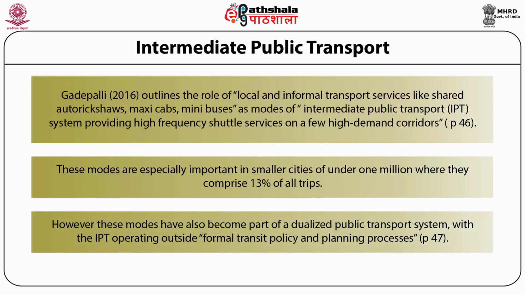However, these modes have also become part of a dualized public transport system, with the IPT operating outside formal transit policy and planning processes. While city buses often see auto rickshaws and other IPT as competition, the two modes of transport in fact play very different roles within the urban transport ecosystem. For example, auto rickshaws and four-wheelers are far more demand responsive than regularly scheduled city corporation buses and more efficient in point-to-point connectivity. An efficient and well-integrated urban transport regime must include such IPT nonetheless. Auto rickshaws and more recently battery rickshaws continue to be seen as traffic hazards and subjected to high regulatory burdens.